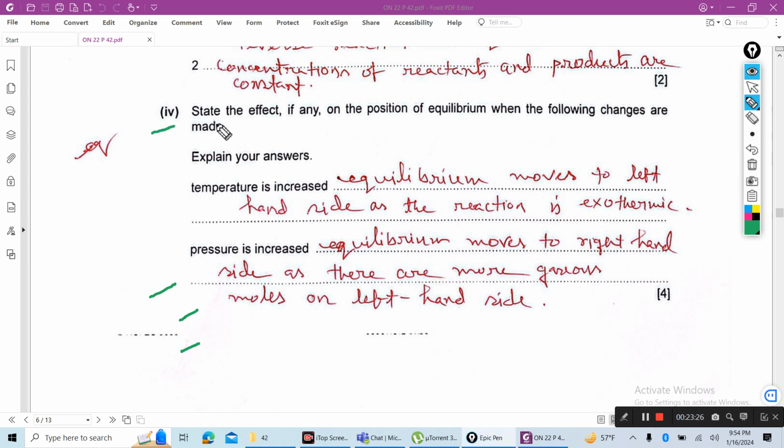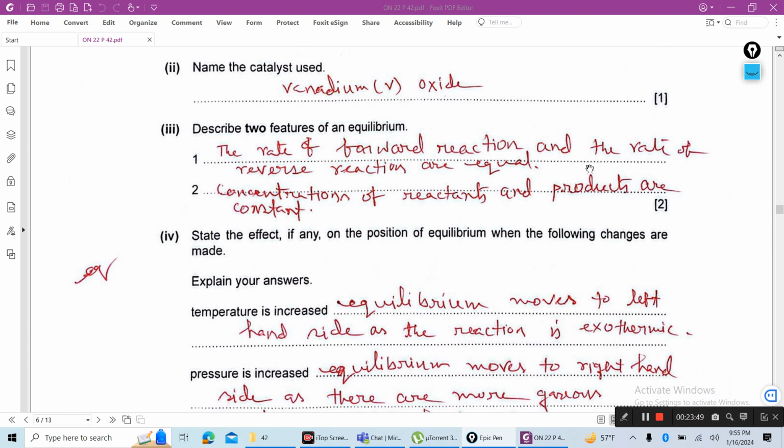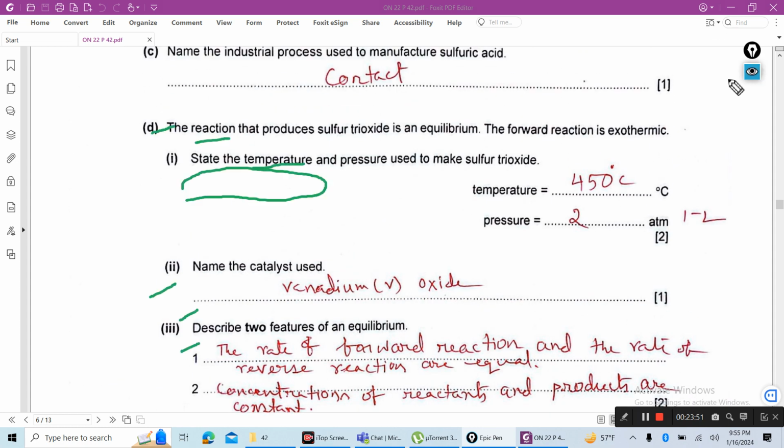Number 4. State the effect, if any, on the position of equilibrium when the following changes are made. Explain your answer. You have to explain. Temperature is increased. Equilibrium moves to left hand side as the reaction is exothermic reaction. Here you know this given forward reaction is exothermic reaction.